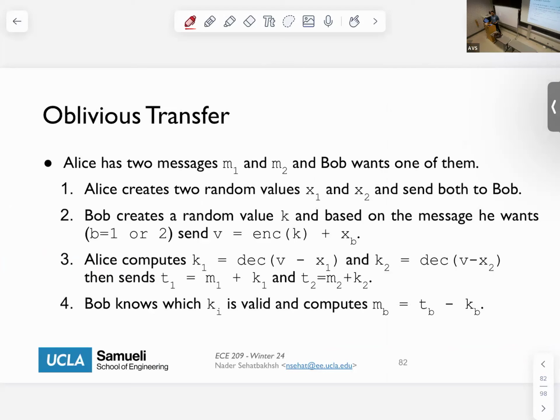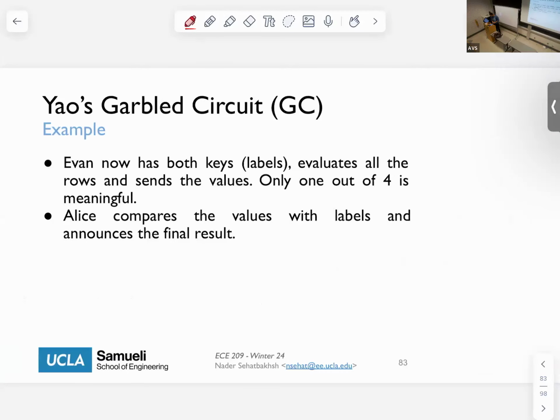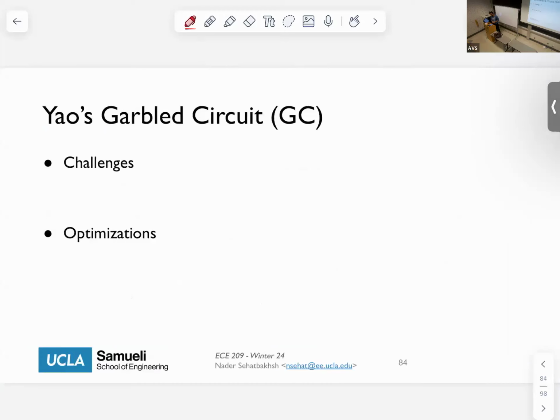And this is the actual algorithm. Read it. If you didn't understand it, you can always ask on campus and I can explain how this works. But it's just magic based on the simple cryptography that we already understand. Okay. So based on that, we can actually solve this GC problem.